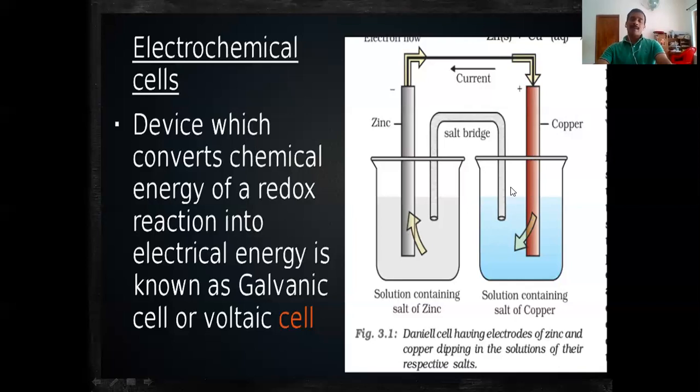So for the neutralization of the charges in the electrolyte solution, we will use this salt bridge. The electrolytes present in the salt bridge, like KCl or KNO3, will neutralize the charges in the anode compartment and in the cathode compartment. After neutralization, what happens? The continuous flow of electrons occurs. Thus, it will generate electricity.